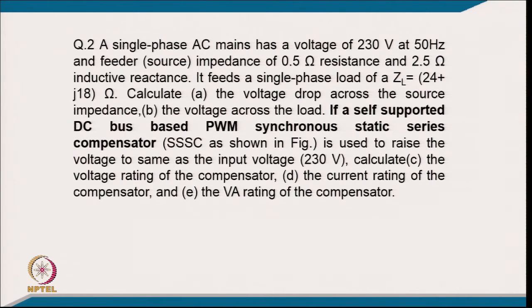Coming to the second example: a single phase AC mains has a voltage of 230 volt at 50 hertz and a feeder impedance of 0.5 ohm resistance and 2.5 ohm inductive reactance.